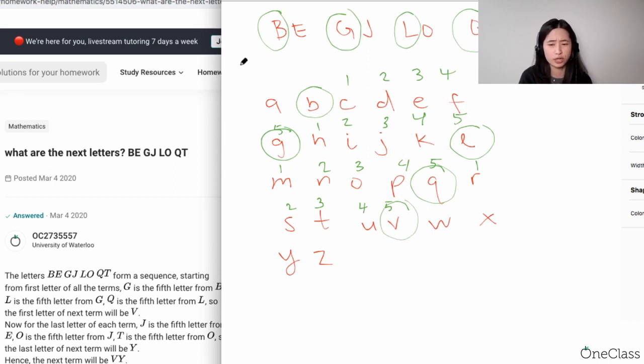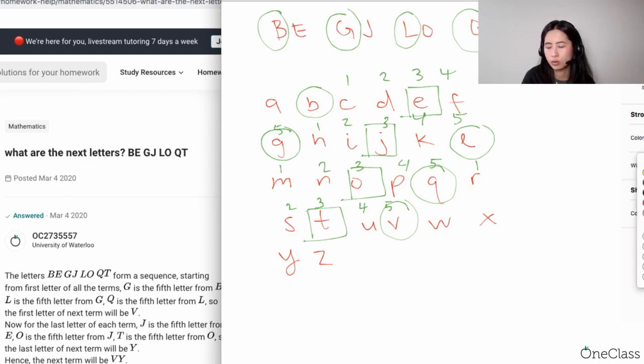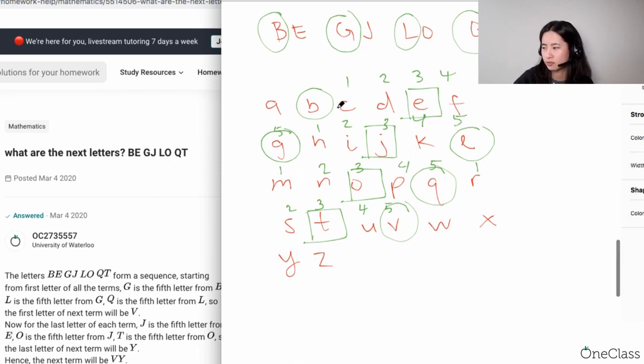Now here's the question. How do you know the letter after, let's say, E? Why is it J, and why is it O, and why is it T, and what's the next letter over here? So I'm going to have a box now. This is E, and then you box J, then the next one is O, and then the next one is T. I'm going to use yellow just so you can follow.